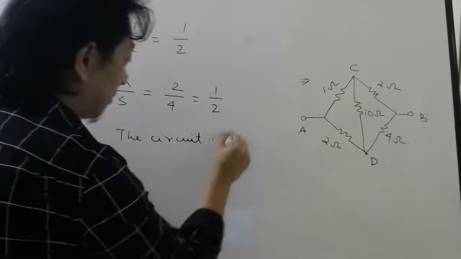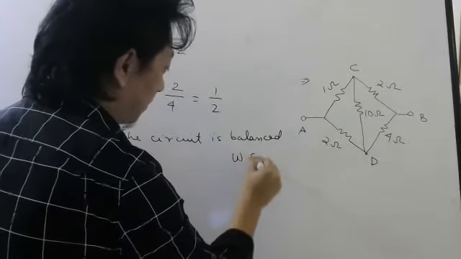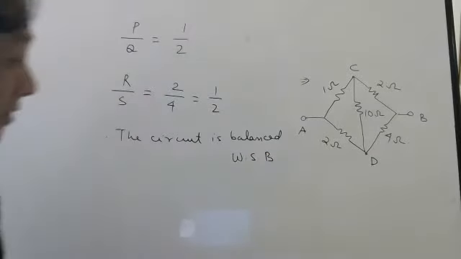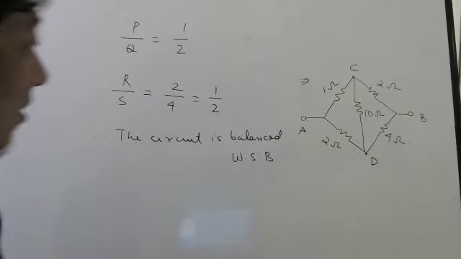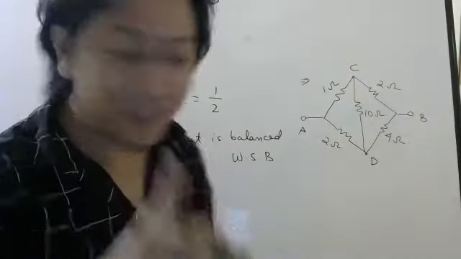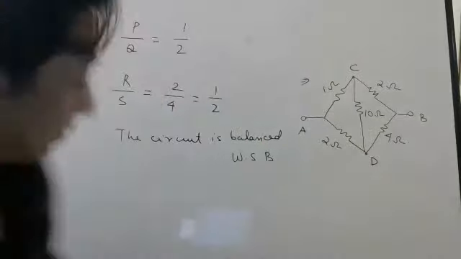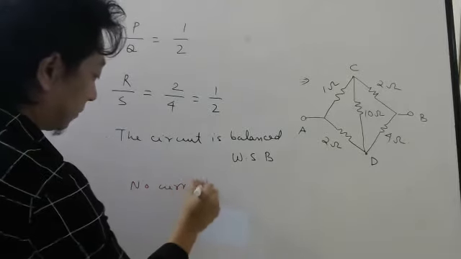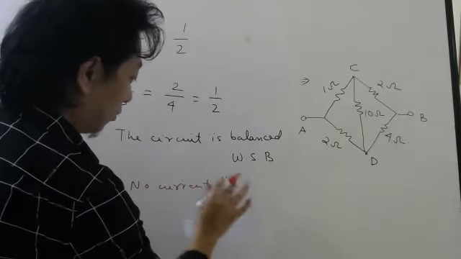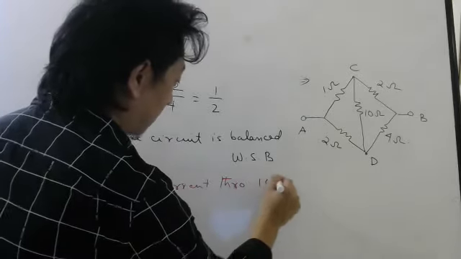The circuit is a balanced Wheatstone bridge. Since it is balanced, what can you do? No current will flow here. Ig will be 0. Remember I told you Ig, think of this as a galvanometer, no problem. Since no current will go there, no current goes through the 10 ohm.